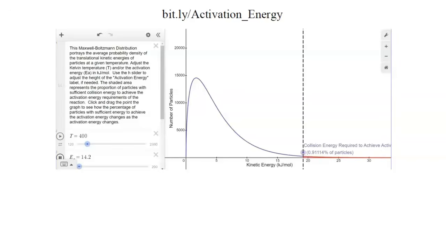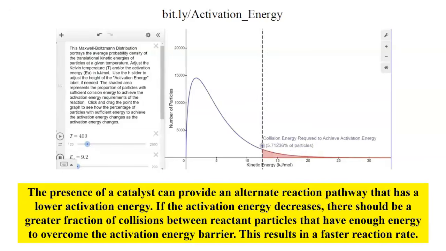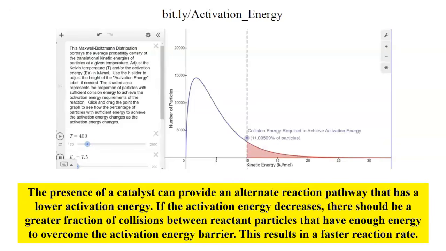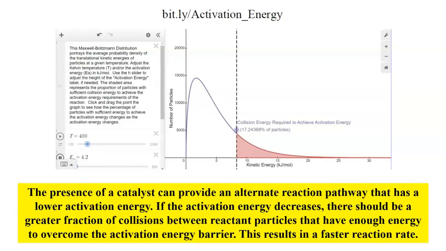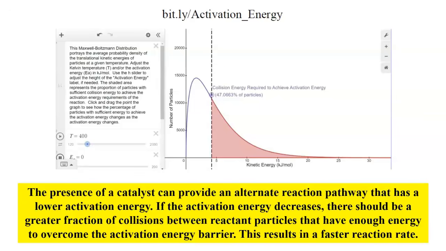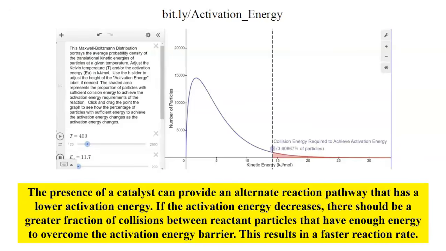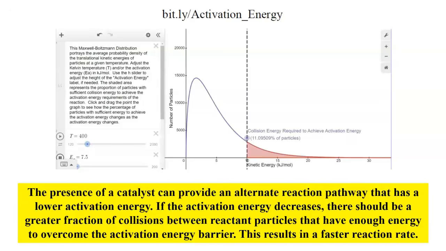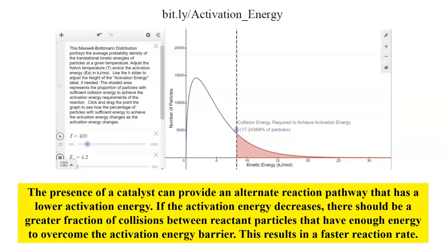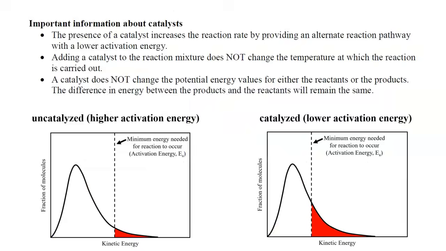So on this slide, which I had presented in the earlier video for topics 5.4 to 5.11, I showed what can happen if the activation energy is lowered, and you can see that vertical dashed line is moving from right to left. So the presence of a catalyst can provide an alternate reaction pathway that has a lower activation energy. And if the activation energy decreases, then there should be a greater fraction of collisions between reactant particles that have enough energy to overcome the activation energy barrier, and this results in a faster reaction rate.